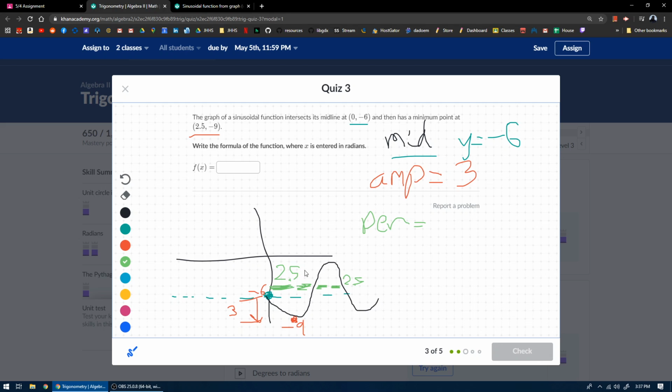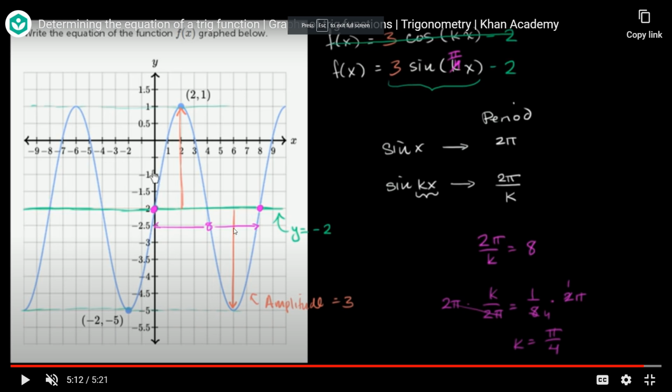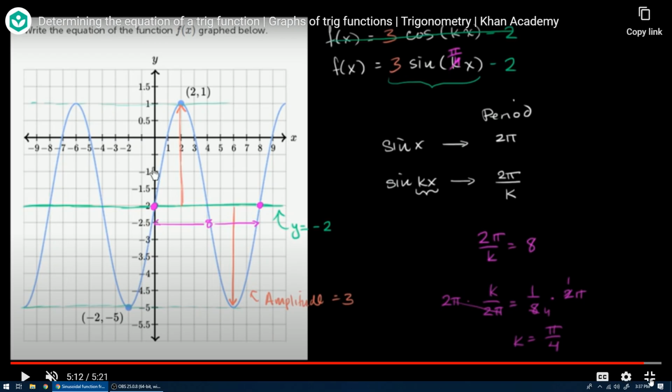Okay, so what's 2.5 plus 2.5 plus 2.5 plus 2.5? That's 4 of these. So 4 times 2.5 is 10. So my period, that's actually my number k, right? One whole cycle takes 10 units. So my period will be equal to 10 units. I need to figure out what my k will be here.